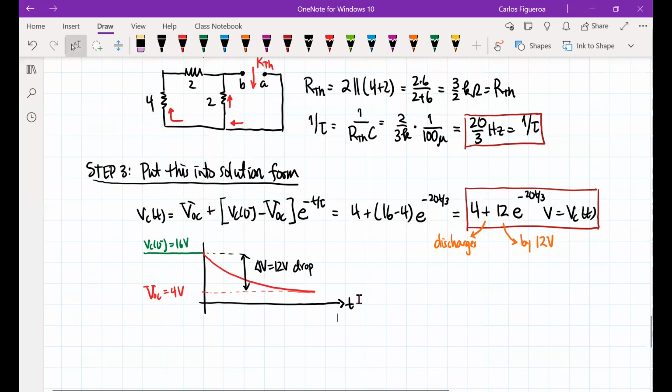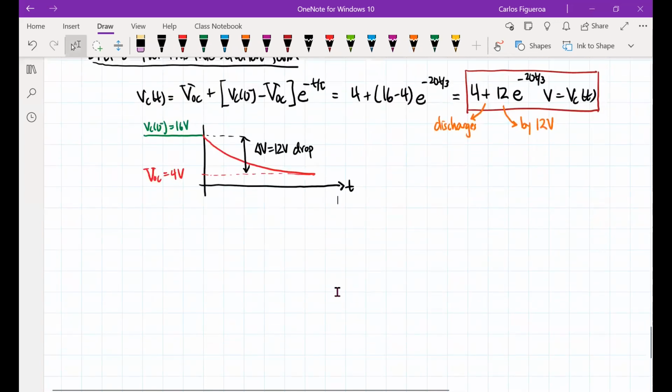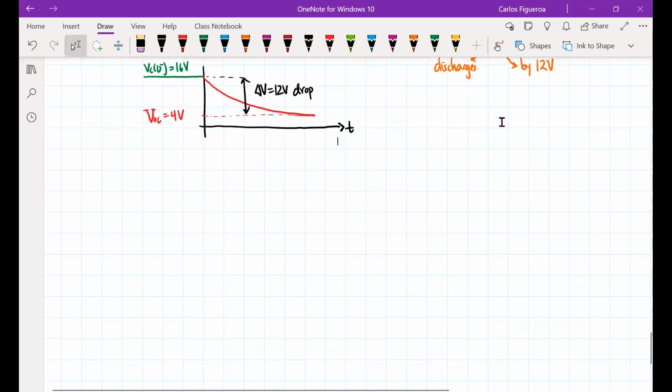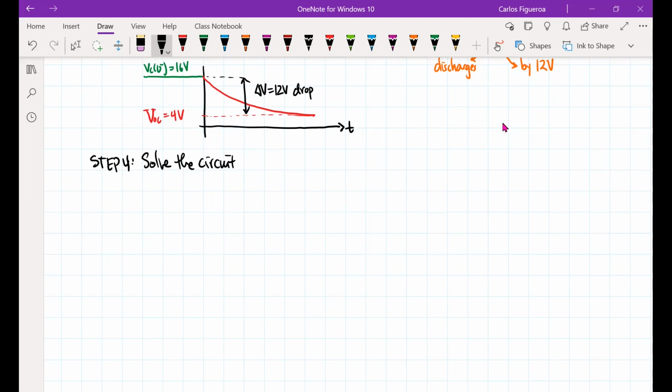But now what we have to do is go to step 4 and solve the problem here. So now we're on step 4. We need to solve the circuit problem for Ix of t. So let's go do that.